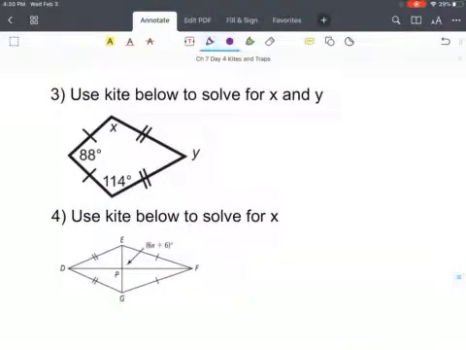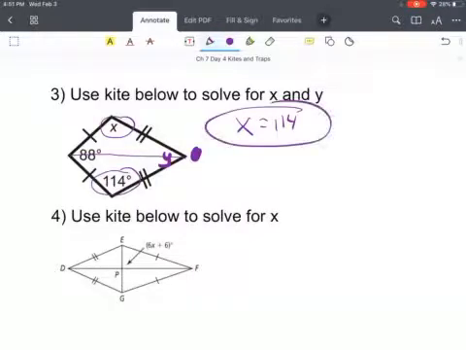Next couple would be a kite. So looking at this one with a kite property. Within a kite, in this case, solving for x and y is this angle in there. That diagonal is going to split the kite into two congruent triangles. So that's how I know that x and 114 are going to have to be the same angle. And then also that diagonal is going to split the 88 into two equal parts, 44 and 44.